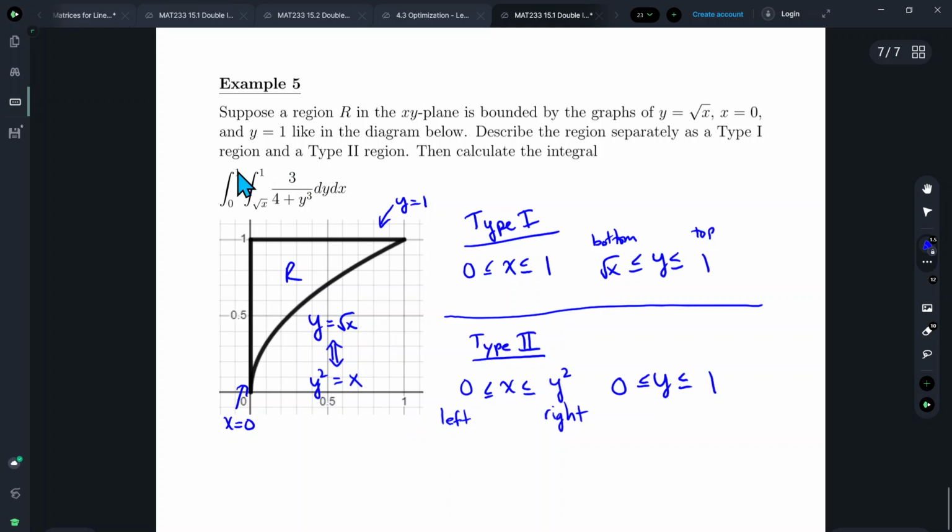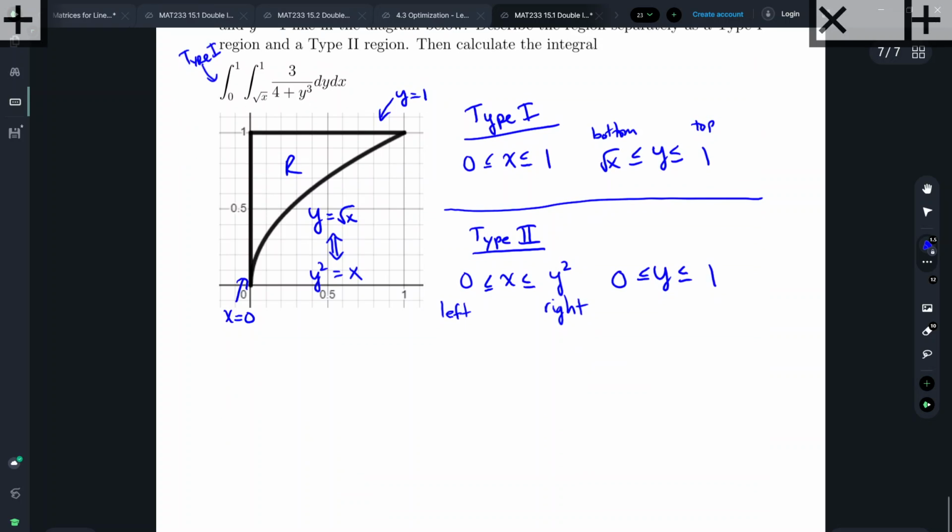Okay, so if we go back to this integral that we're trying to calculate, you notice that this is described as, here x is going between 0 and 1, and y is going between the square root of x and 1. So this setup here is as a type 1 integral, a type 1 region. However, this is actually not possible to calculate by hand as a type 1 integral. So what we do is we switch to a type 2 integral.